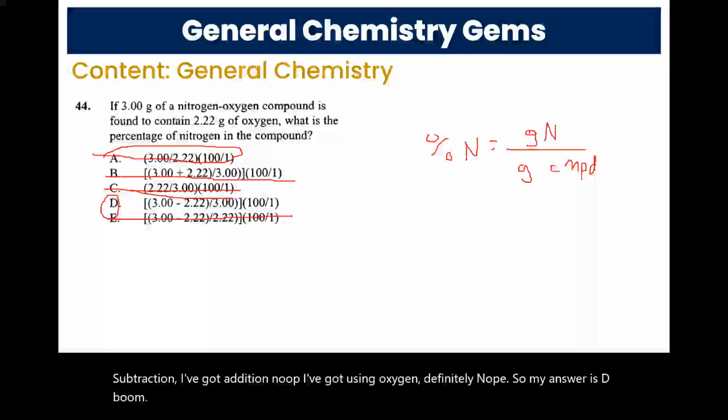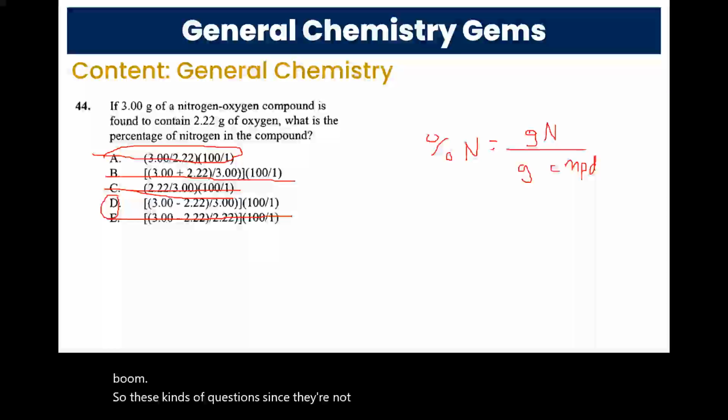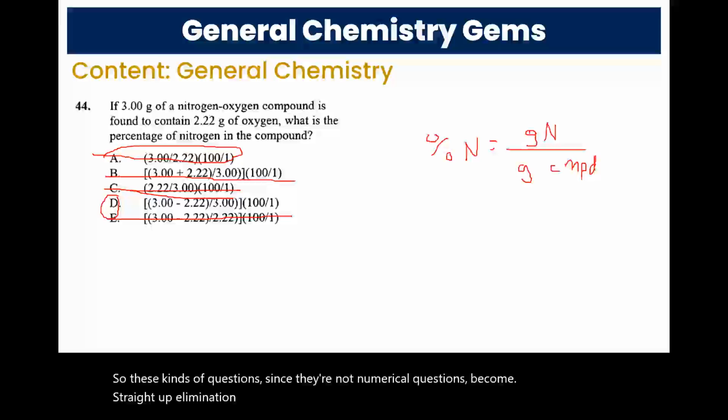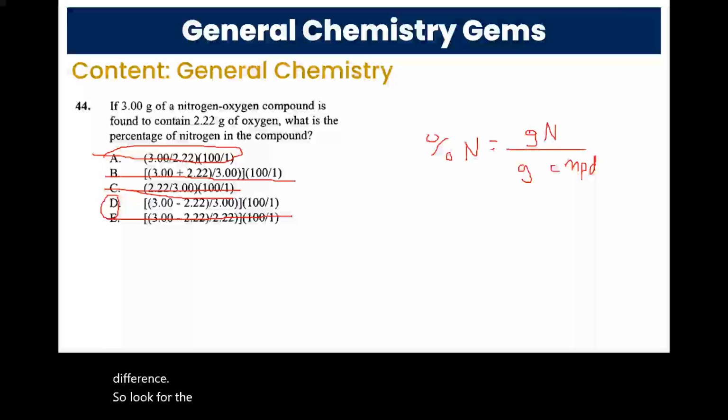So these kinds of questions, since they're not numerical questions, become straight up elimination tactics. So it's not the number of grams of oxygen, that's C. It's not the sum of them. It's got to be the difference. So look for the differences between answers. They can help direct you to the correct answer with this type of question.